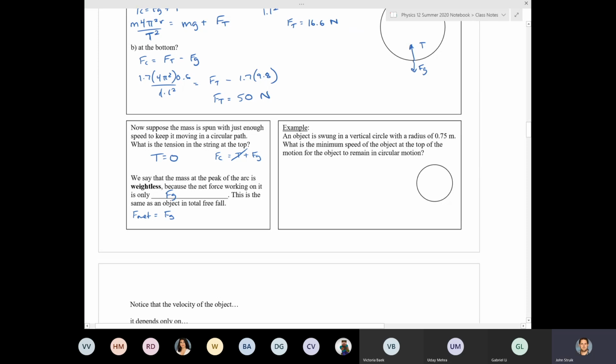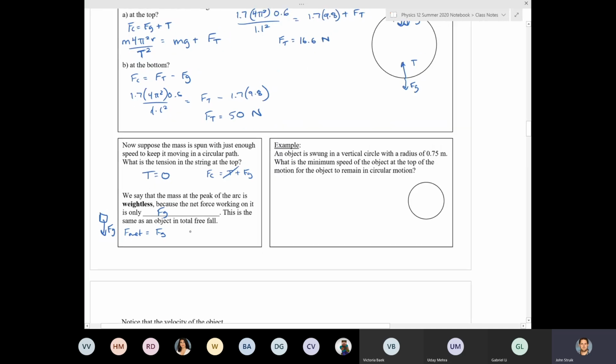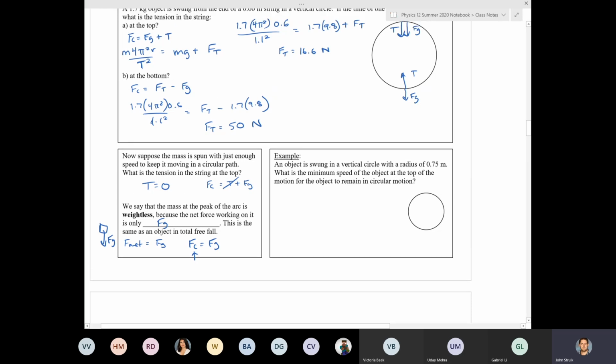Well, if you drew that free body diagram, that's what it is. What's that object doing? That object's flying straight through the air. Okay, it's falling, it's in free fall. Well, that's the same thing as what we're doing here. If I say Fc equals Fg, this is the same thing as net force. The only difference is that it's moving in a circle, but it's still weightless, okay?